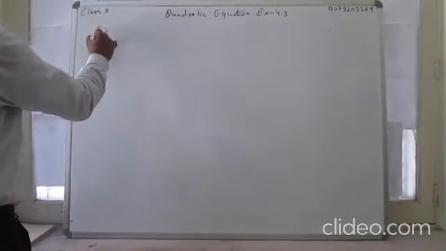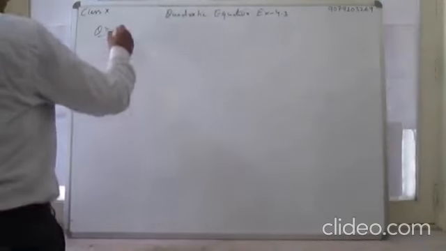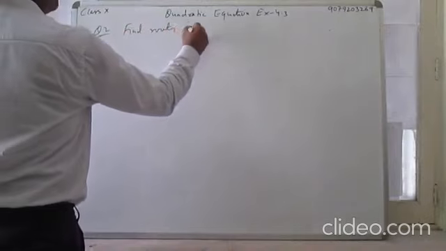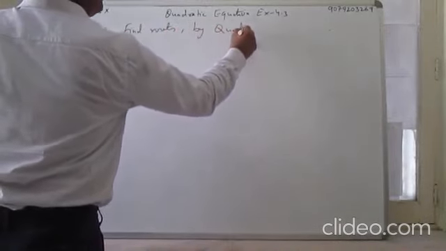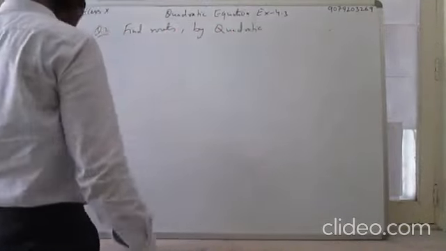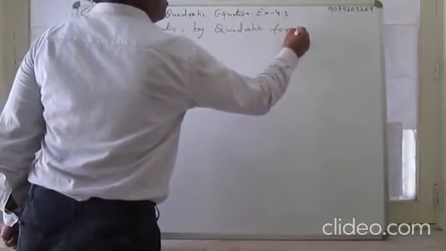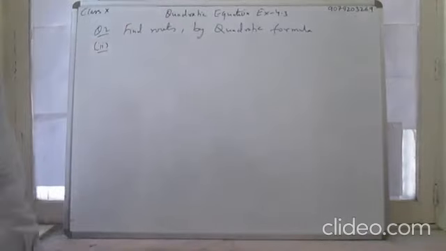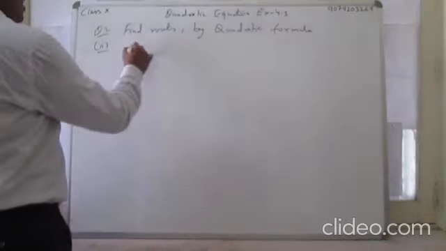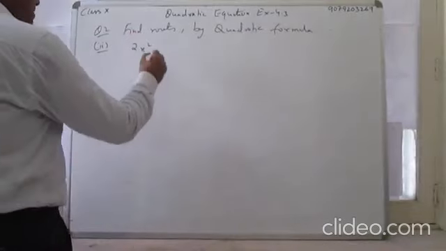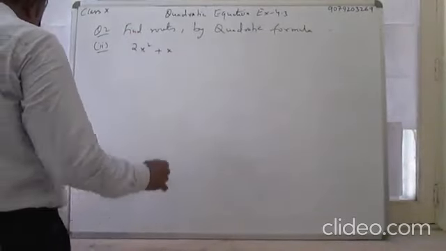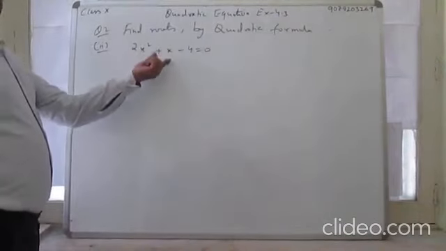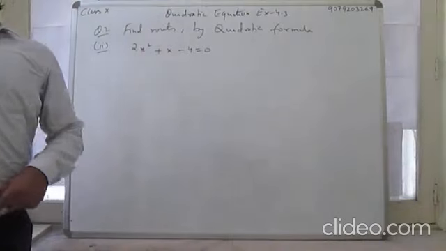Question number 2. Find the roots of the quadratic equation. Find roots by quadratic formula. I will take the second part: 2x square plus x minus 4 is equal to 0.